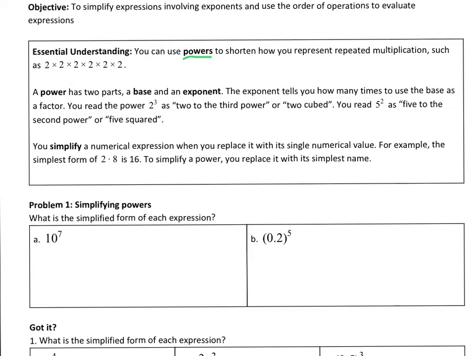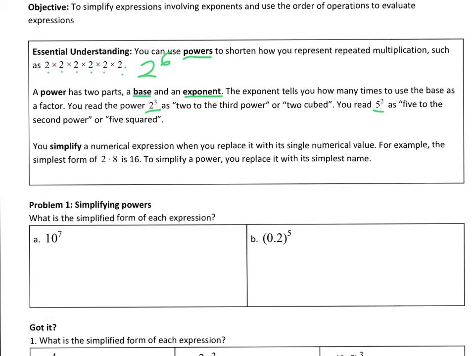So if you look at this expression I've got here, it's 2 times 2 times 2 times 2 times 2 times 2. So I would rewrite that using a power as 2 to the 6th power, right? So these powers have two parts, a base and an exponent, okay? Base and exponent. We're going to read this expression, 2 to the 3rd power. I would say 2 cubed, so something to the 3rd power is cubed. You read this expression, 5 to the 2nd power, or 5 squared, right?